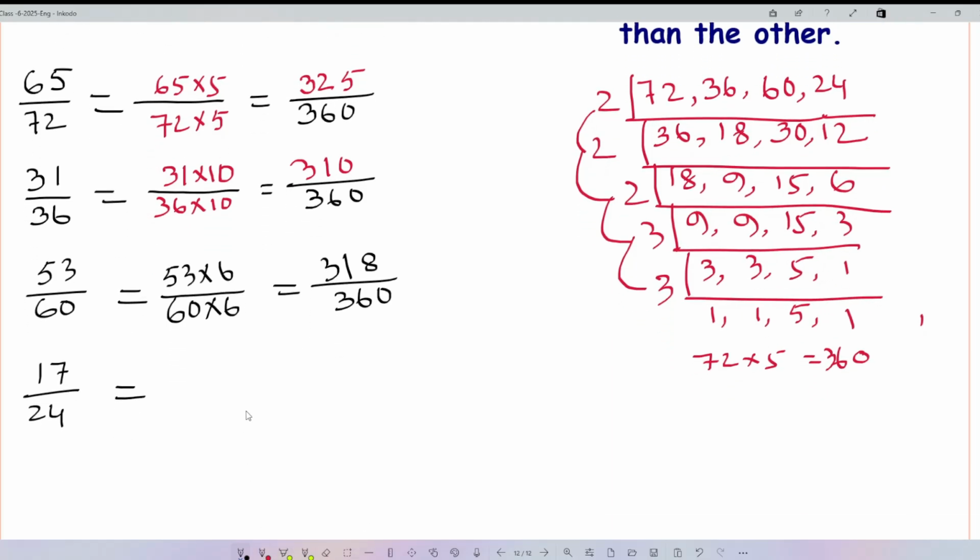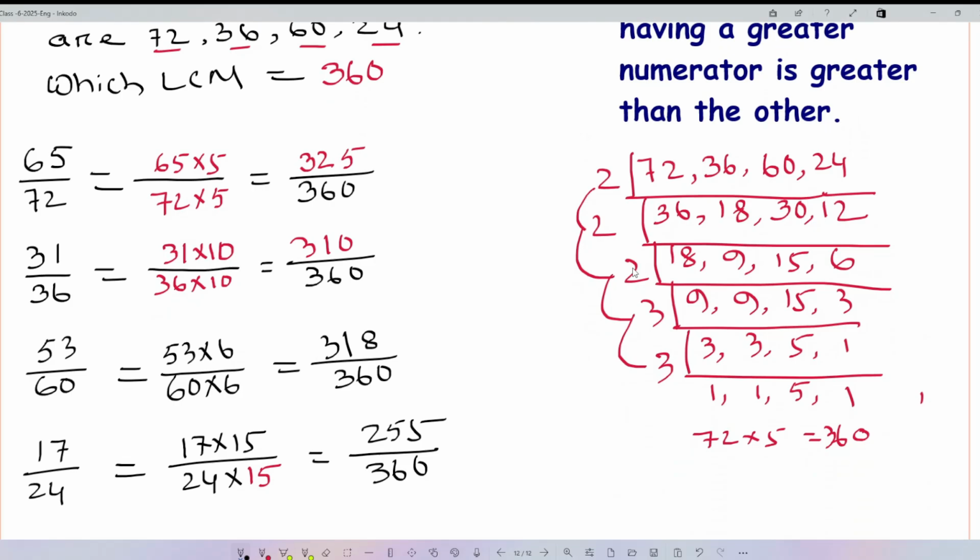And then finally here is 24 times, here is 360, so 24 times 15, right? 360 divide 24, so here is 15, so 15 times 17 will be 255. So 17 times 15, here will be 255.